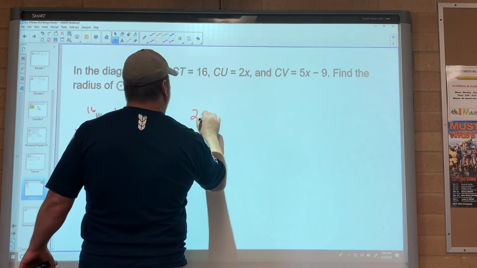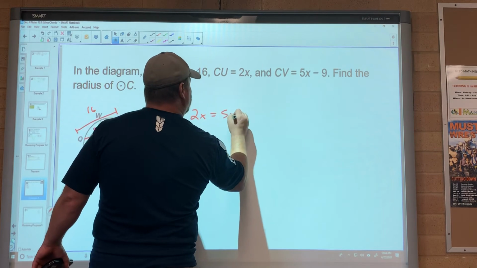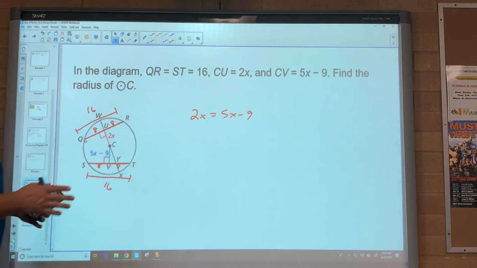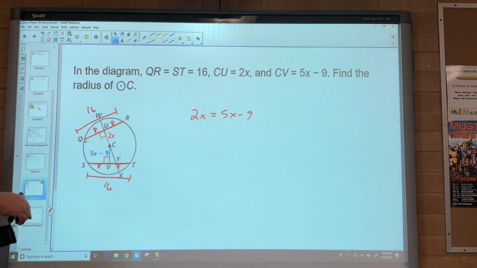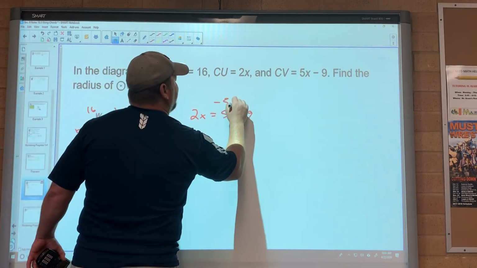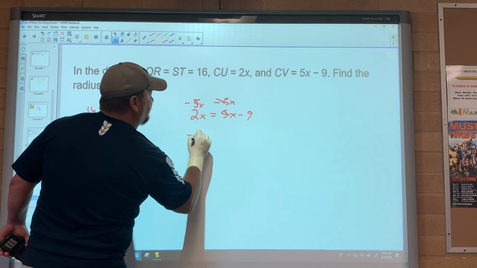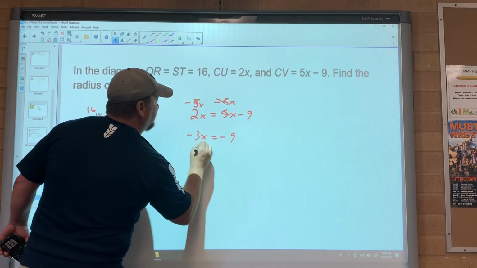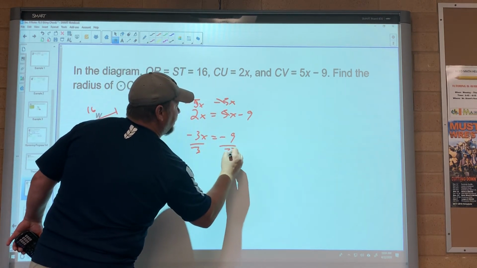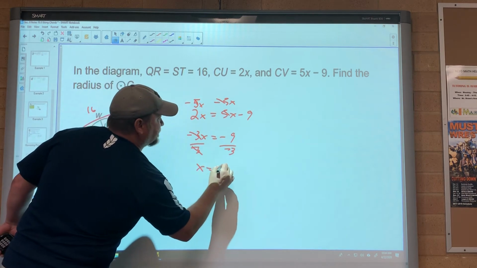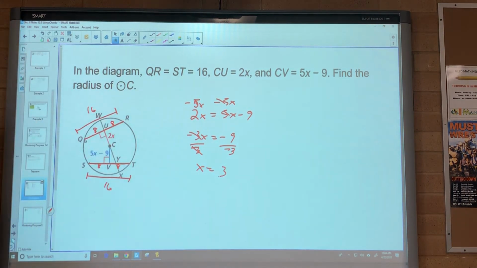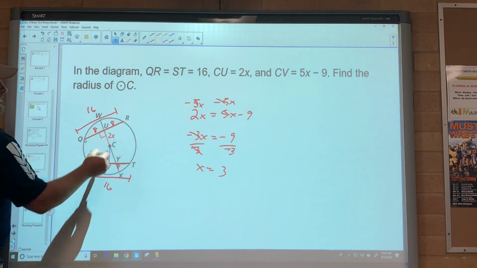So then I'm going to say 2x equals 5x minus 9. We're going to set those two equal to each other so we can find x. I'm going to minus the 5x, minus the 5x. I'm going to get negative 3x equals negative 9. Divide by negative 3. And I get x equals 3. Okay, so now that x is 3, I can plug it back in to find that distance.